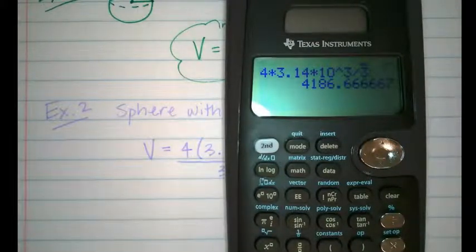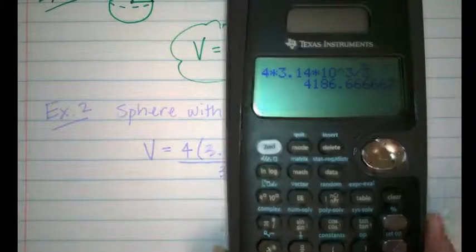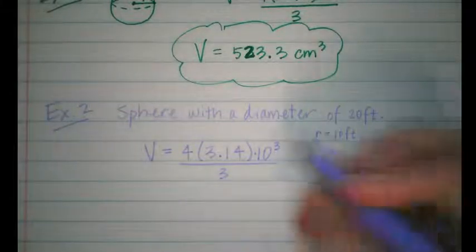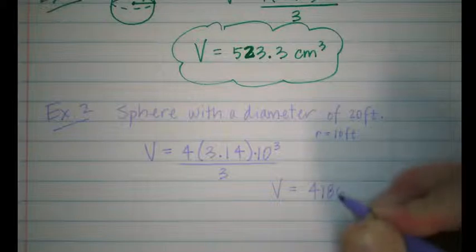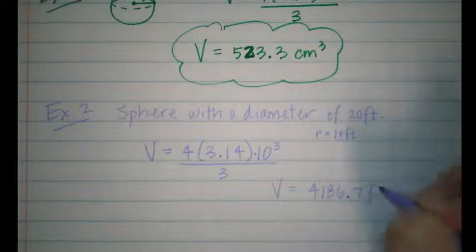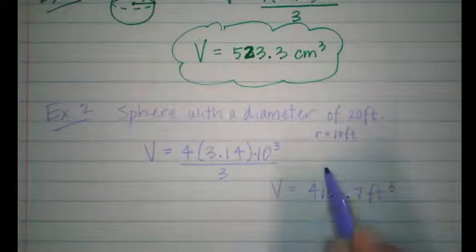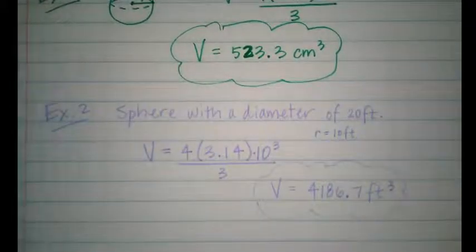So it looks like 4,186.7. So the volume for this sphere is 4,186.7, and then that would be feet cubed. So there's our volume.